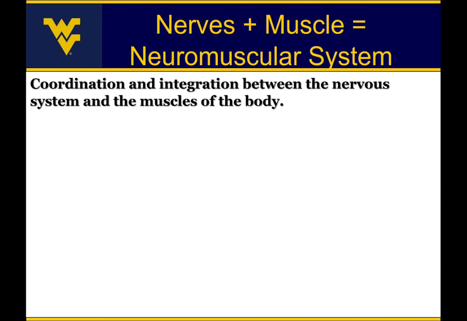When we want a muscle to contract, nerves need to stimulate that muscle to contract. So the interaction of nerves and muscle gives us the neuromuscular system. The coordination and integration between the nervous system and the muscles of the body are what produces the muscle contractions that we see.